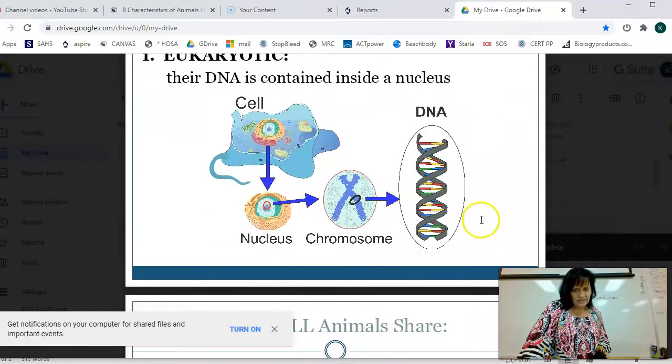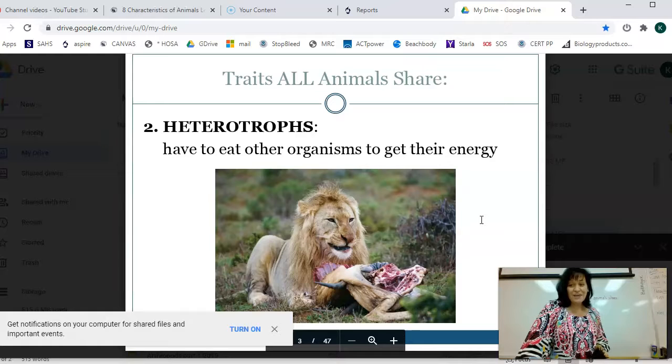It's not switching to the next slide. Let's see. Oh, I have to do this. Okay, I am in Google Slides now instead of the PowerPoint presentation.